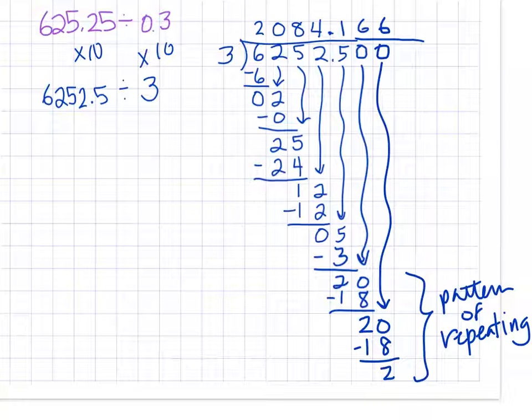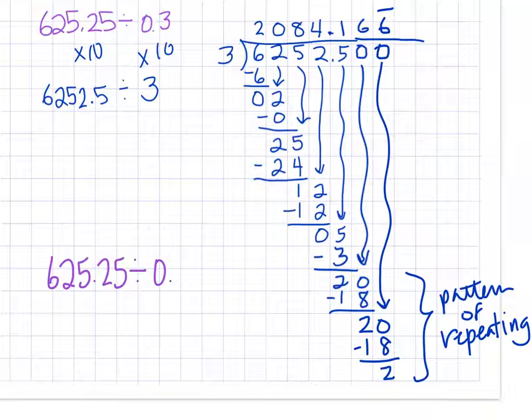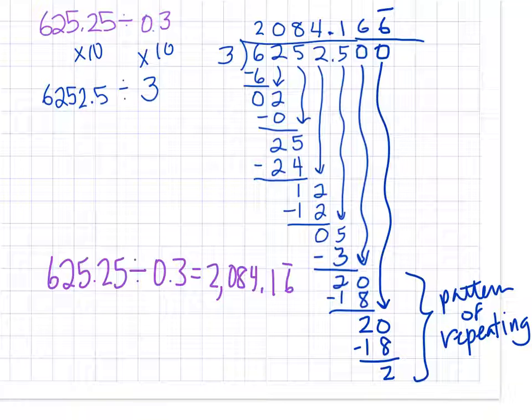So once I have a pattern of repeating, I can say that that 6 will continue to repeat. And my final conclusion, 625.25 divided by 3/10 is 2,084.16, and the 6 repeats. That is it. Thank you for watching.